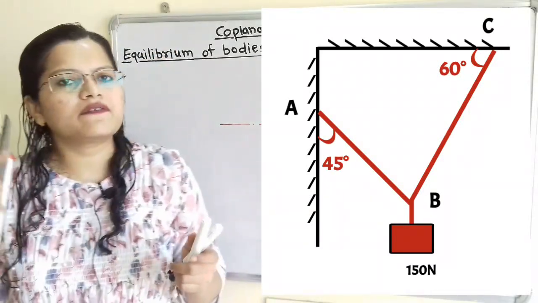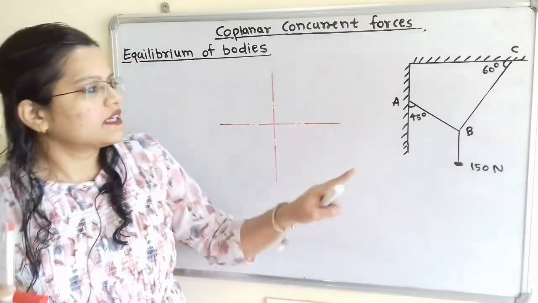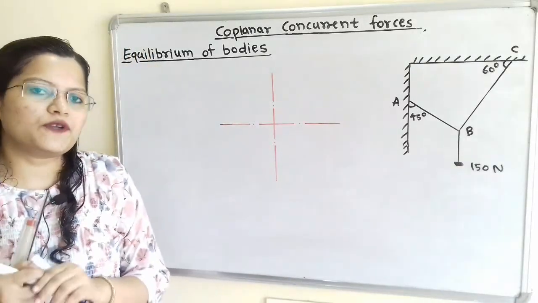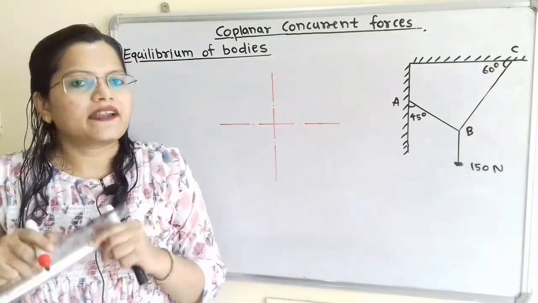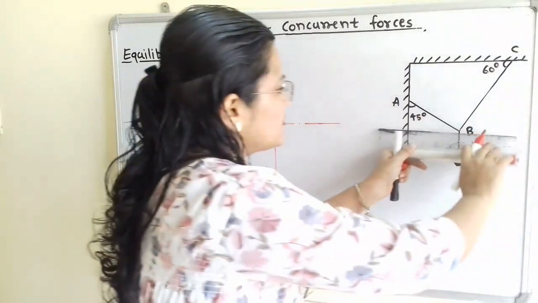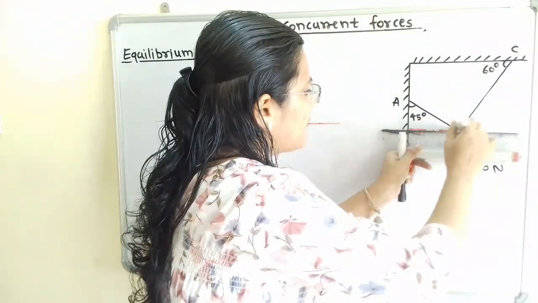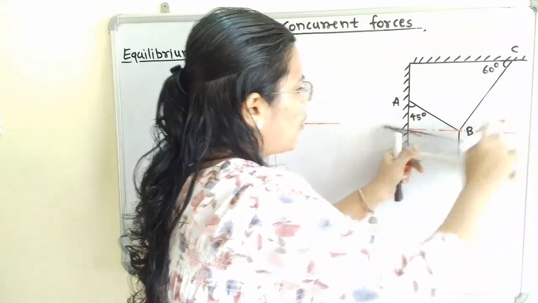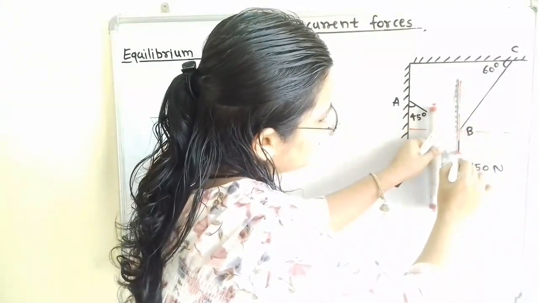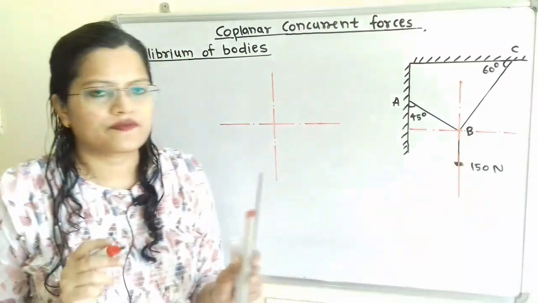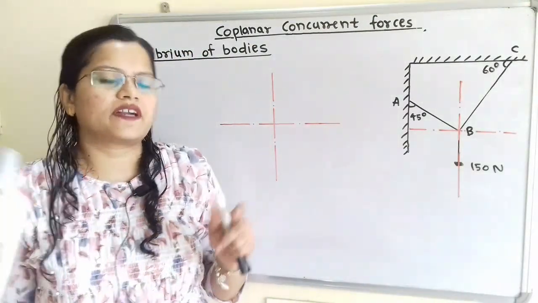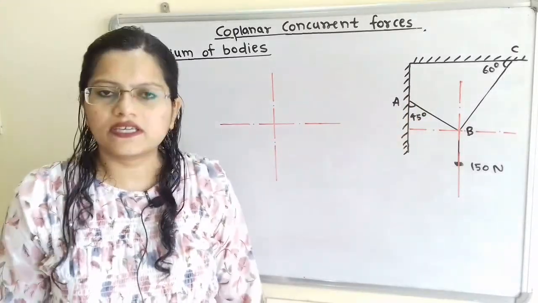So I will make one construction. For these two wires as well as for the weight 150 Newton, the common point is B, and therefore I will draw one horizontal line and one vertical line passing through the point B. This line will be in the form of dash and dot. Now we will understand the different forces that are related to the system.